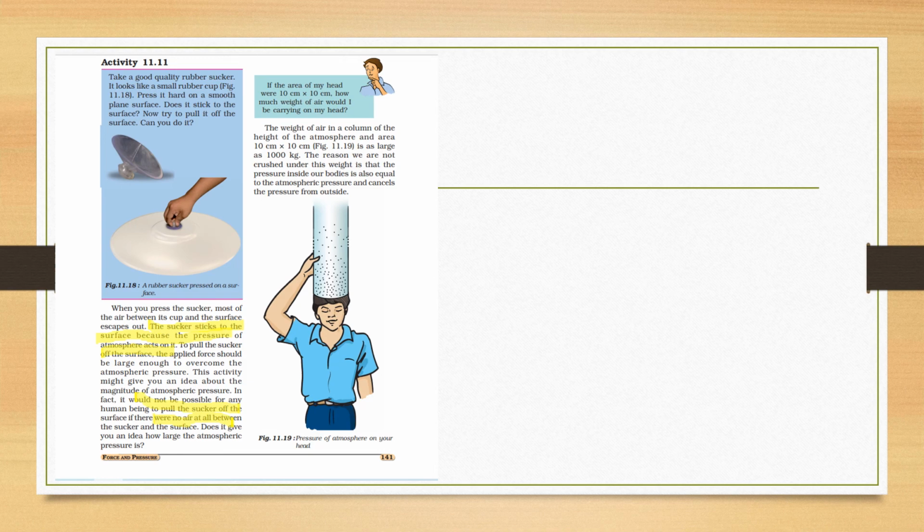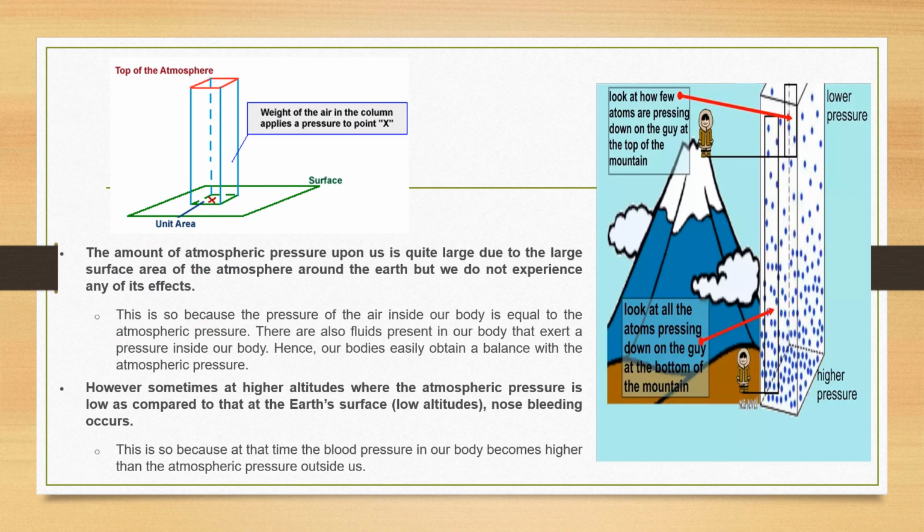Now we will discuss the atmospheric column. Just imagine, this is the column where the air exerts pressure. This is the top of the atmosphere. Just see, this is the point X, this is the unit area, this is the surface. Now what we observe is that the amount of atmospheric pressure is very large, because the surface area of the earth is so much.